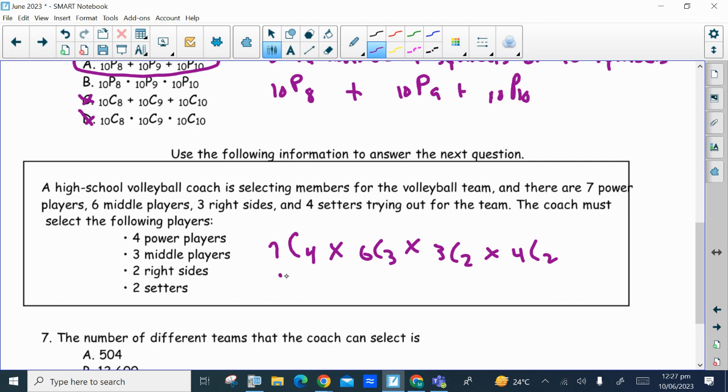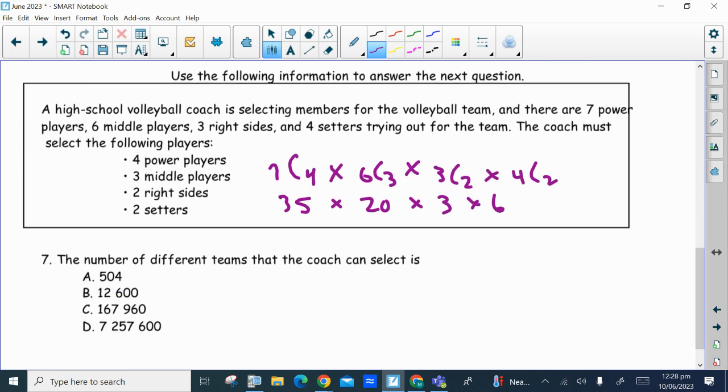So 7C4, if you do it, you'll get 35. 6C3 is 20. 3C2 is 3. And 4C2 is 6. You multiply those, you'll get 12,600. So 2 important things about this question. Number 1, it's combinations because order doesn't matter. Secondly, you need to multiply the combinations together because it is an and scenario. You're selecting 4 power players and 3 middle and 2 right and 2 setters.